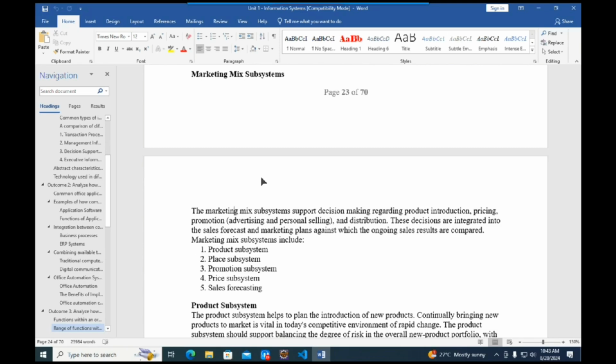So when you look at the marketing mix subsystems, it has a number of subsystems, about five of them. And the first one is the product subsystem.